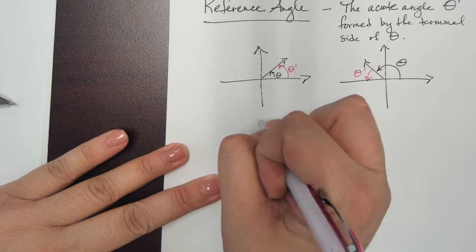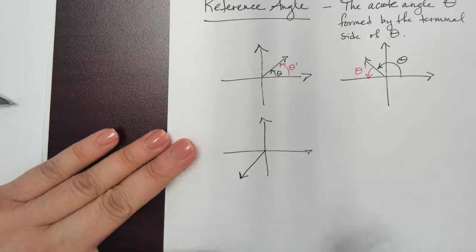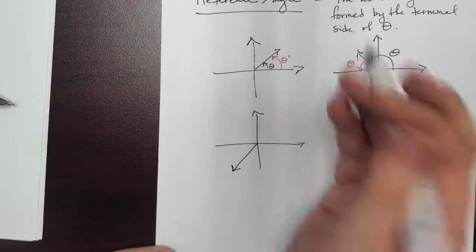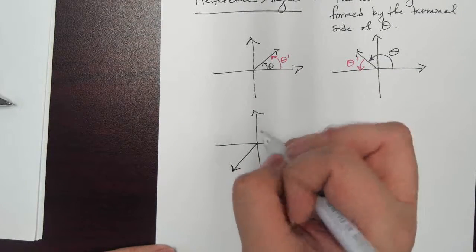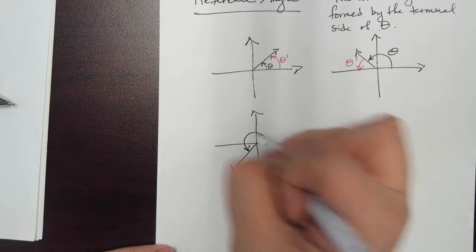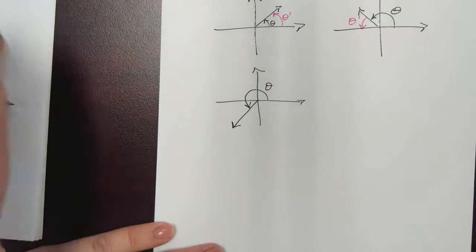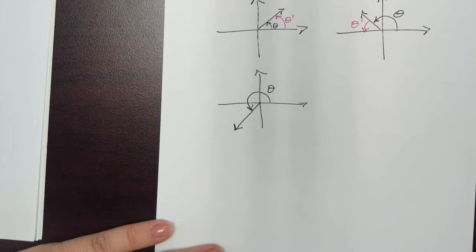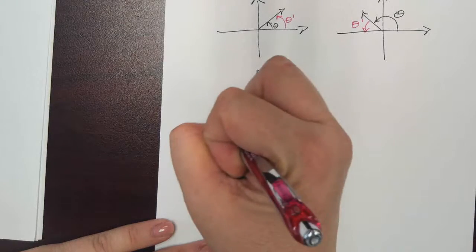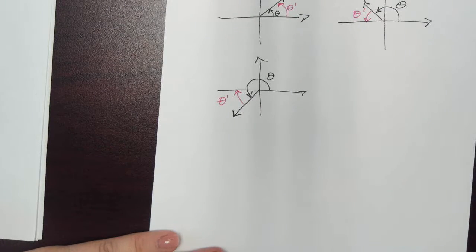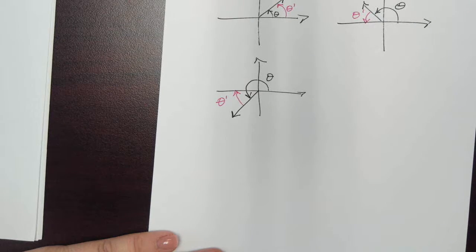What about quadrant 3? I have theta. What about theta prime? It always goes to the x-axis, so you can't go to the other x-axis. Wait a minute, I take that back. It's coming back to me.